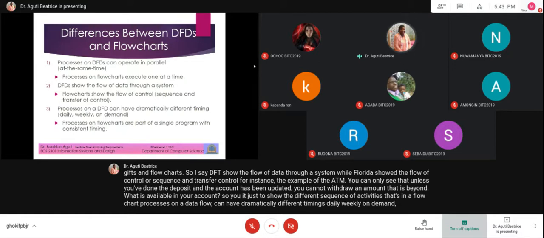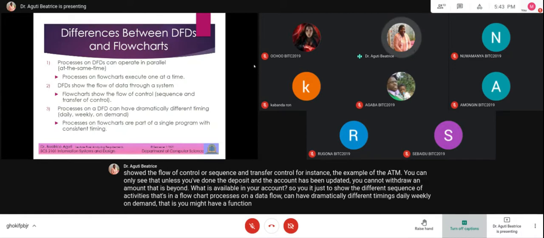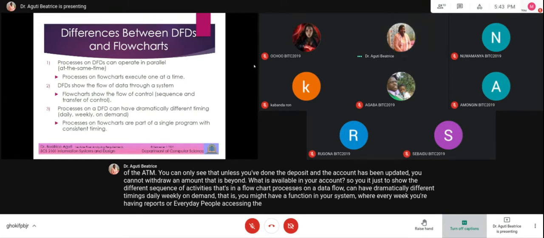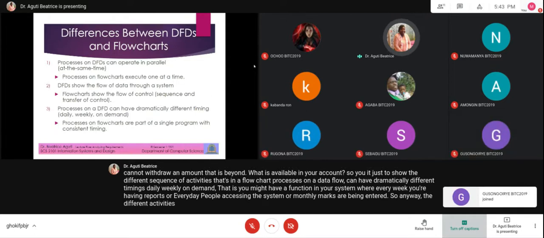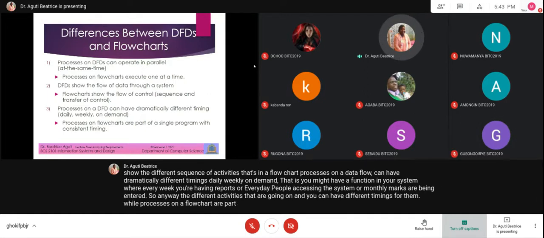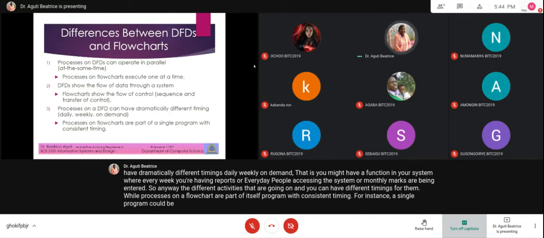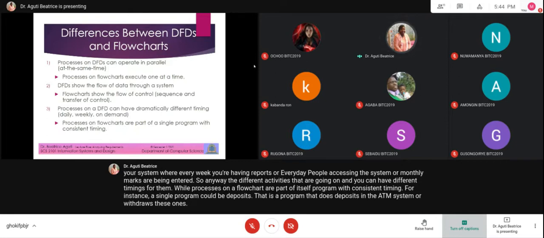That is, you might have a function in your system where every week you're having reports, or every day people are accessing the system, or monthly marks are being entered. So anyway, there are different activities that are going on, and you can have different timings for them. While processes on a flowchart are part of a summary program with consistent timing, for instance, a single program could be deposits. That is a program that does deposits in the ATM system, or withdrawals. These ones are part of that single program.